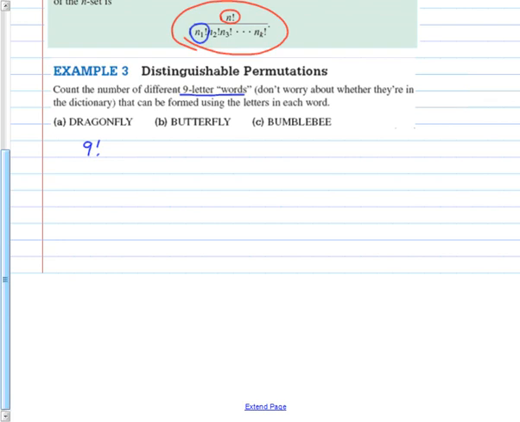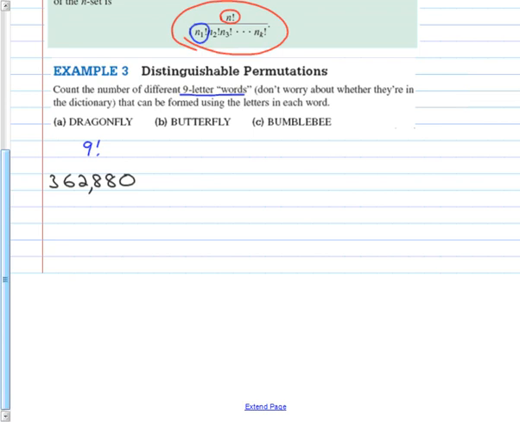How many is that? You may want to find it on a graphing calculator, you hit 9 under your math menu, then go over to PRB, probability, and you'll find the factorial. I got 362,880. 362,880. That it? All right. So 362,880 different ways you can rearrange the letters in the word dragonfly.